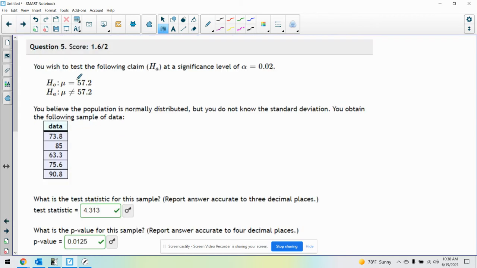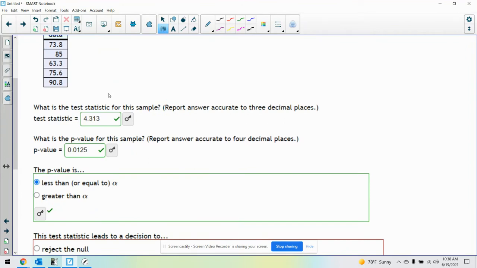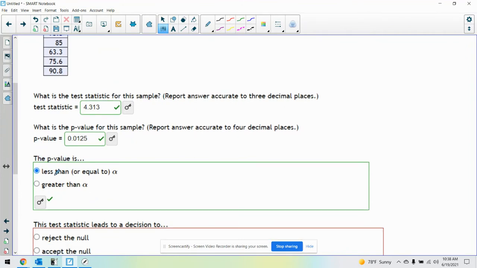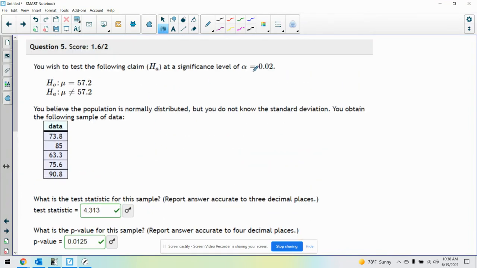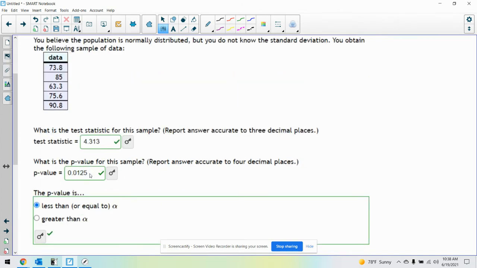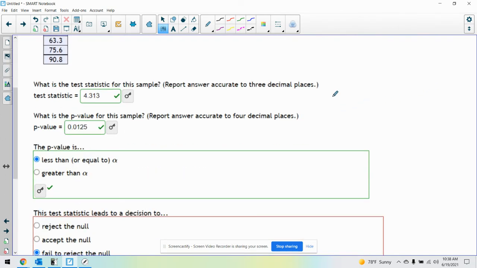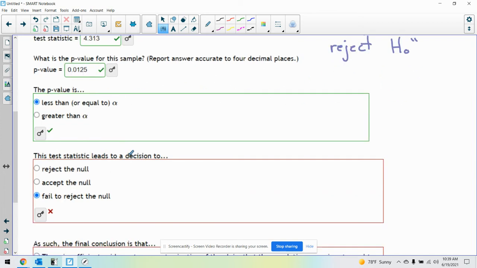Okay, this is question 5. All your numbers look good. Your p-value is less than or equal to alpha. Alpha is 0.02. This is less than 0.02. Something you want to remember that I tell people in person is, if p is low, reject H0. If p is low, reject H0. So since p is less than alpha, we are going to reject the null. Reject H0.